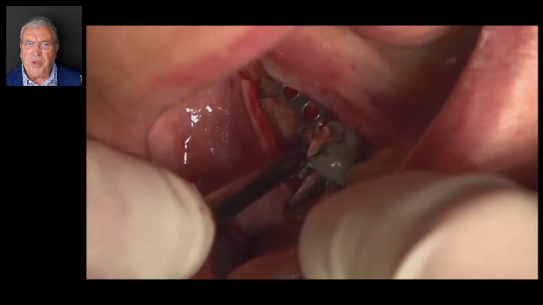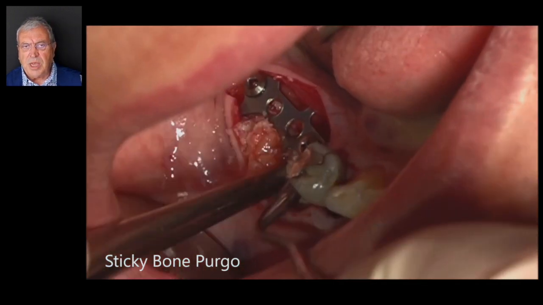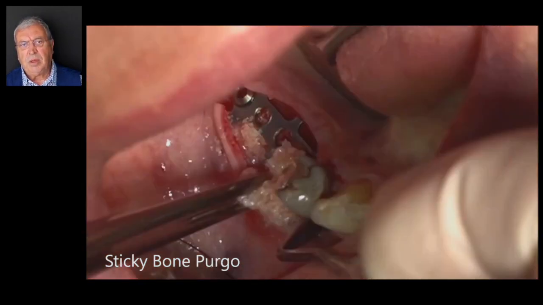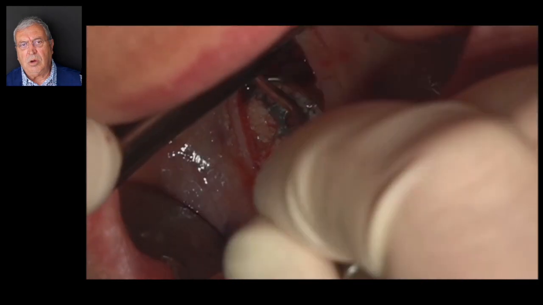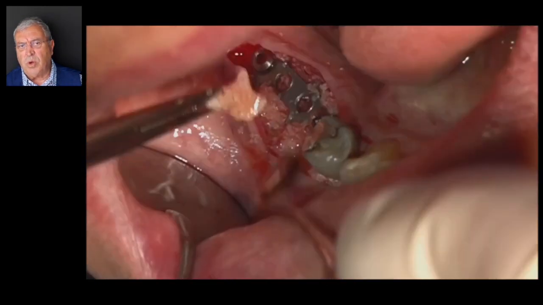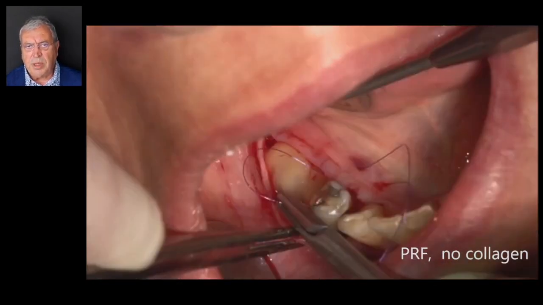It's very easy to fill with the sticky bone. We did not use any collagen, only PRF, and closure as well, with the apical mattress suture technique.